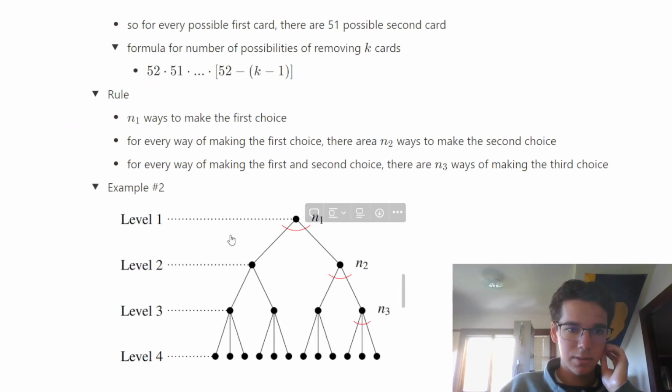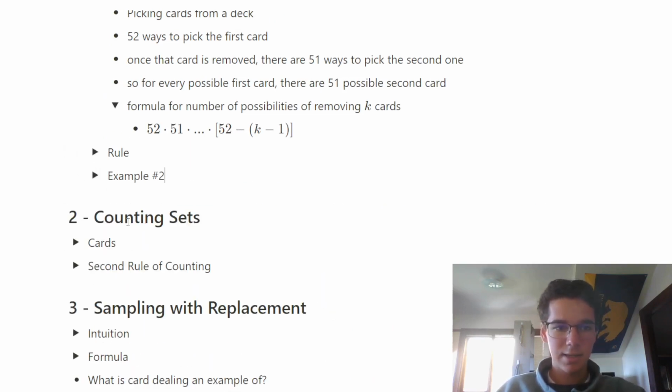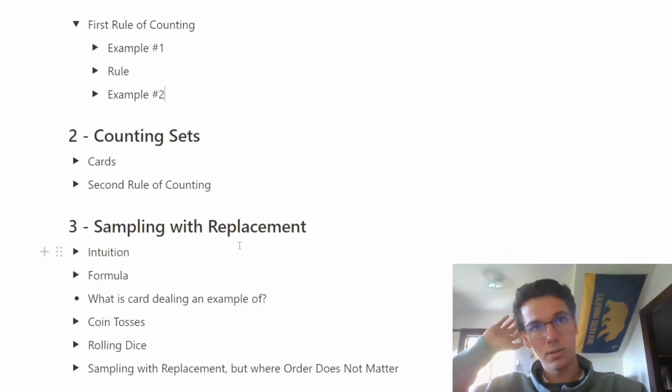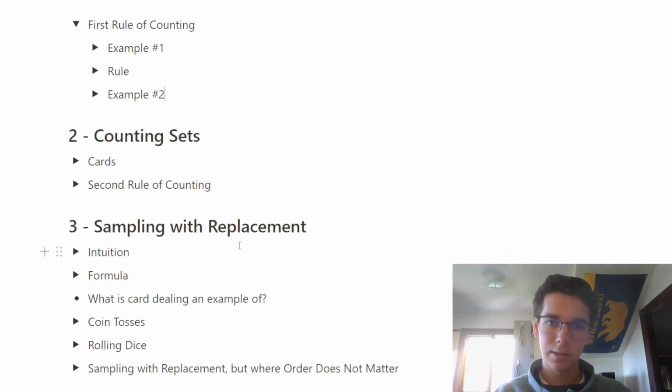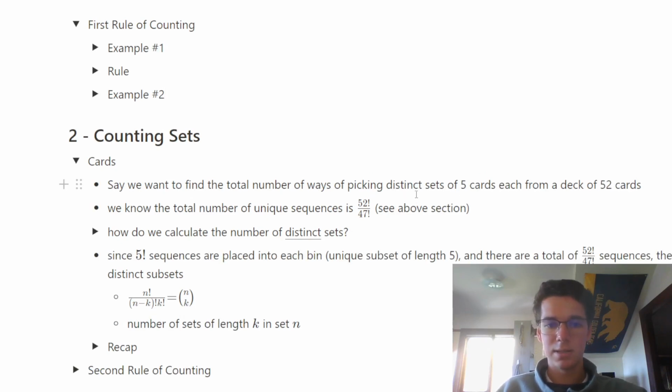Okay, now we're going to go on to counting sets. The difference now is that a set, remember, is a unique collection of elements, right? For example, the set 1, 2, 3 is equivalent to the set 2, 1, 3 or 3, 2, 1, etc. So say we want to find the total number of ways of picking distinct sets of 5 cards each from a deck of 52 cards.